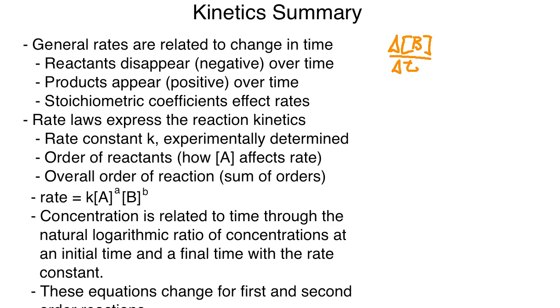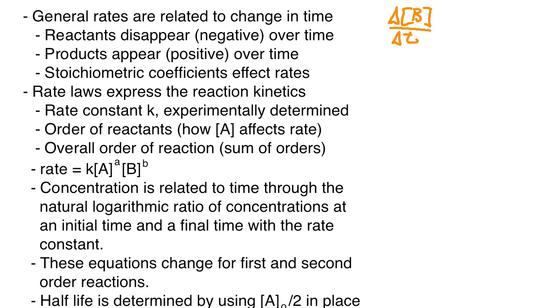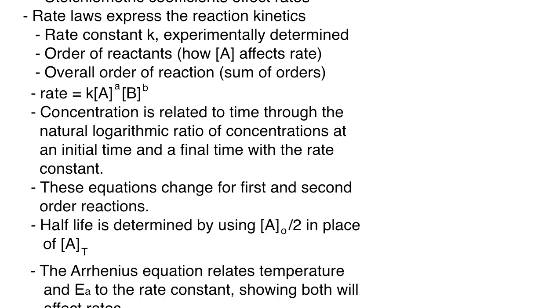We also noted that stoichiometric coefficients are important when we're looking at the rates. So if it's a 2-to-1 ratio, whatever had that 2 should have a 1/2 rate as far as its comparison to the other counterpart. Right? Rate laws, we went and looked at how to express these. They are expressing the reaction kinetics overall, and we said that the rate constant K can be experimentally determined by holding concentrations of some reactants constant and then manipulating others and seeing how that affects the rate.